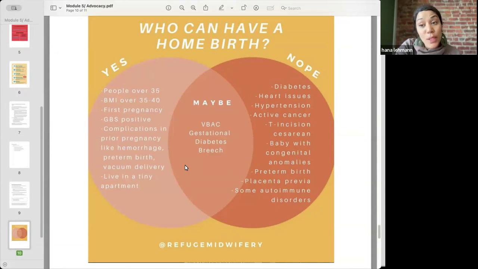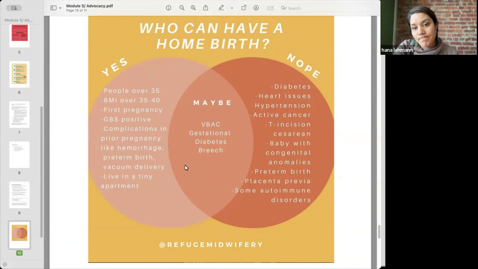The people that are in the nope category are going to be people with pre-gestational diabetes. So you had diabetes before you got pregnant, it's not because of being pregnant. If you had heart issues, hypertension, active cancer, a T incision from a previous cesarean, so that means that you have both a vertical scar and a horizontal scar. A baby with congenital abnormalities, preterm birth, placenta previa, and some autoimmune disorders.